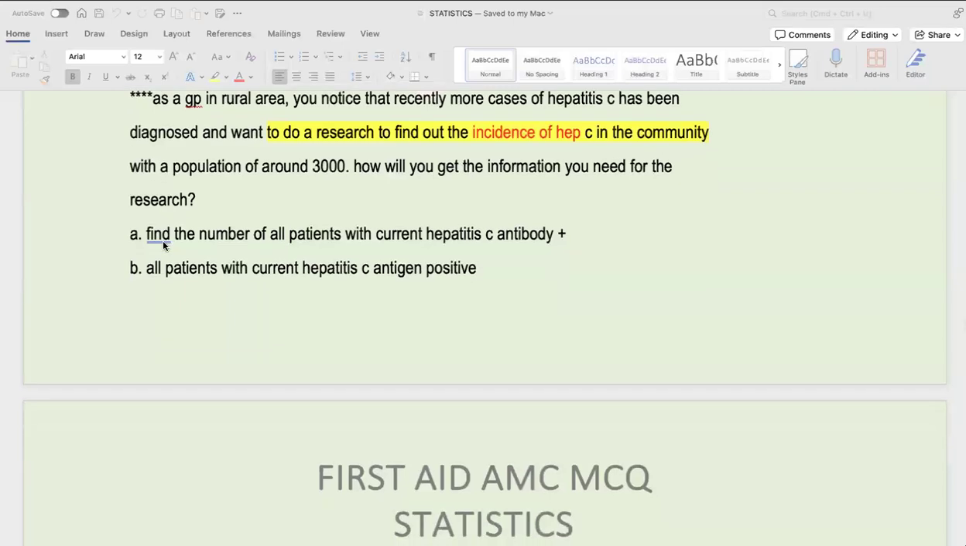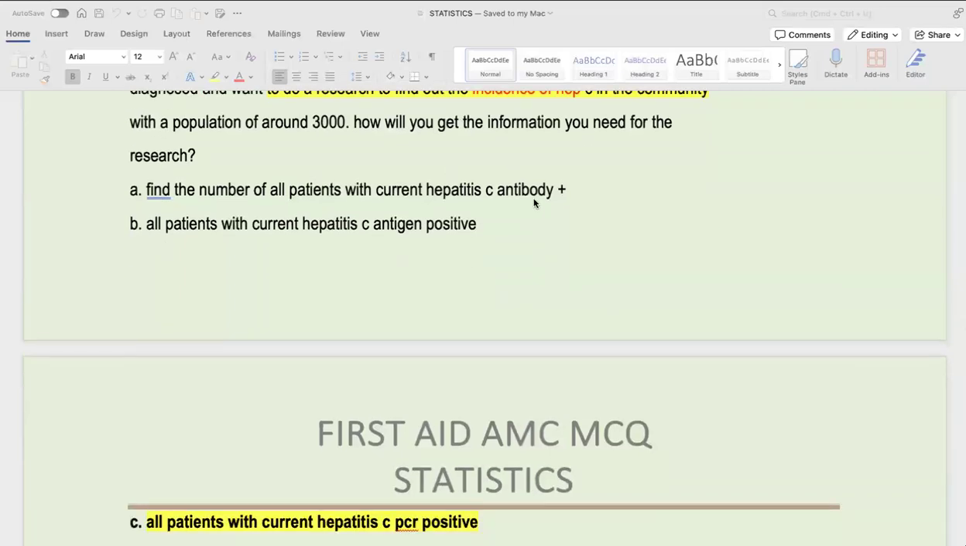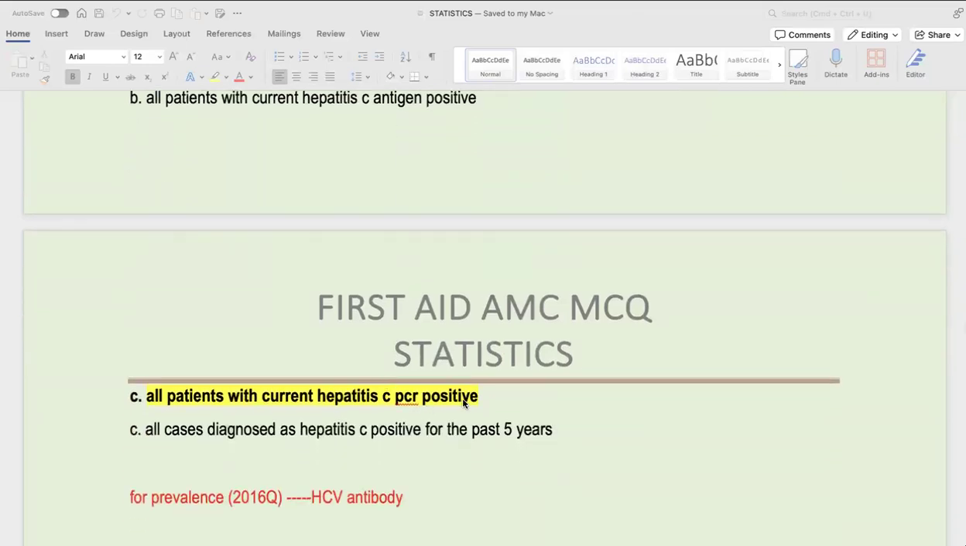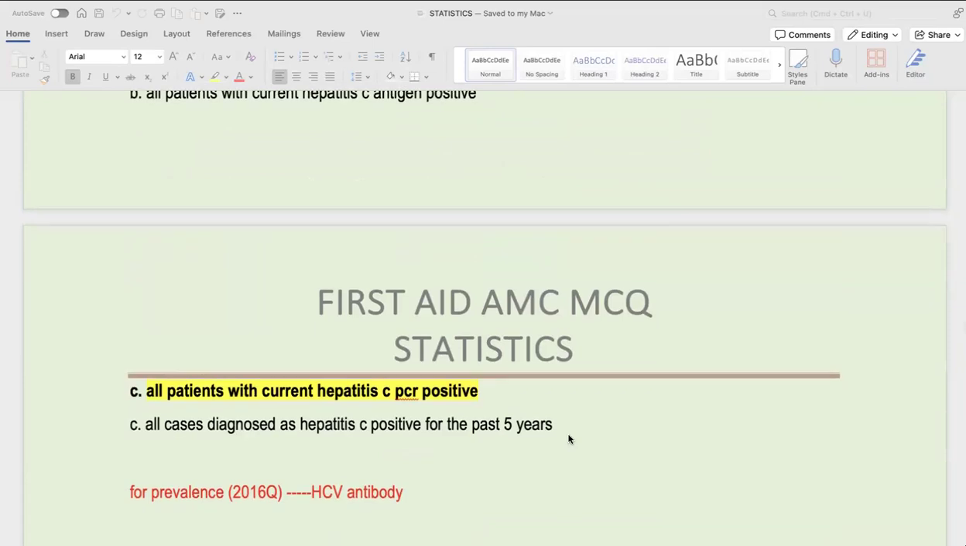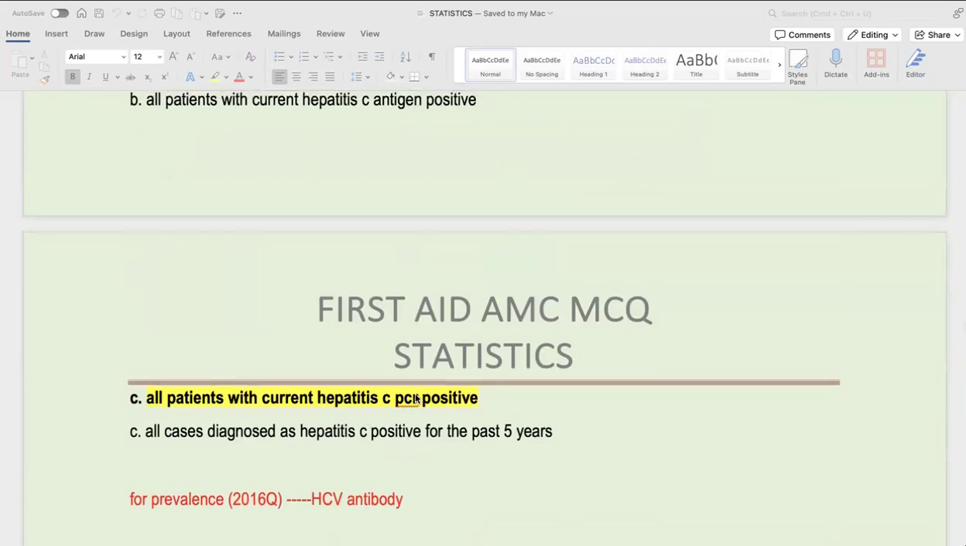You want to find out the number of all patients with hep C antibody positive, hep C antigen, hep C PCR, or all cases diagnosed as hep C in the last 5 years. Now remember, if they're asking about new cases, the only way to find out the new cases is to find out who are currently hep C PCR positive, because they are the only ones who have active disease at the moment.